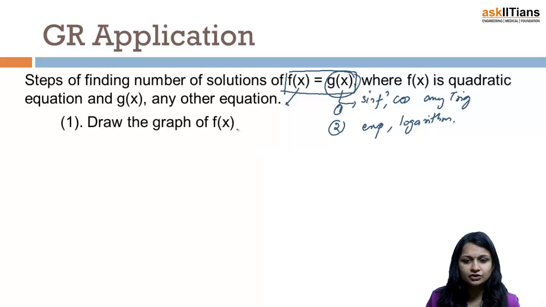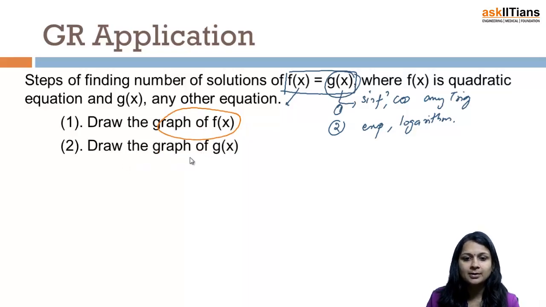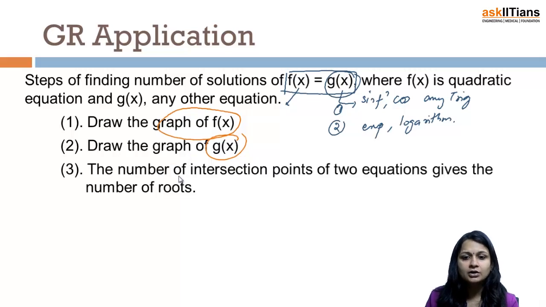So the steps: first of all, we draw the graph of f(x). As we have already discussed, we can draw the graph of f(x) depending upon the discriminant and the coefficient of x square. We can roughly draw the graph of f(x) and also find its minimum and maximum value. Similarly, we draw the graph of g(x), because we know how trigonometric, exponential and logarithm functions behave graphically. Now, what is the number of solutions? Whatever intersection points you have, that gives you the number of roots.